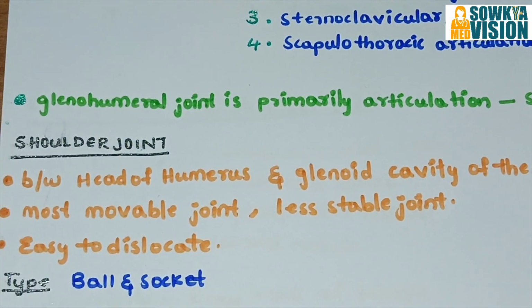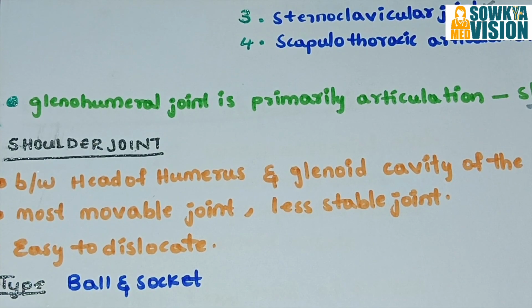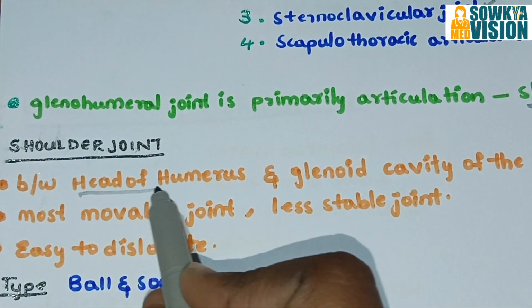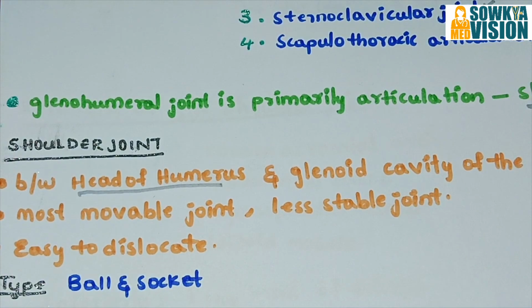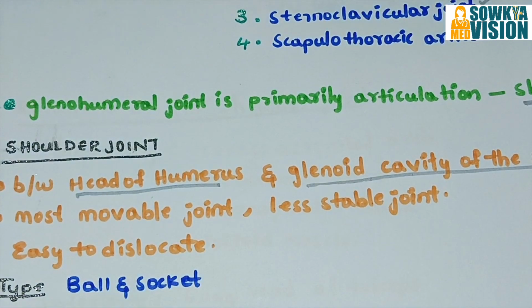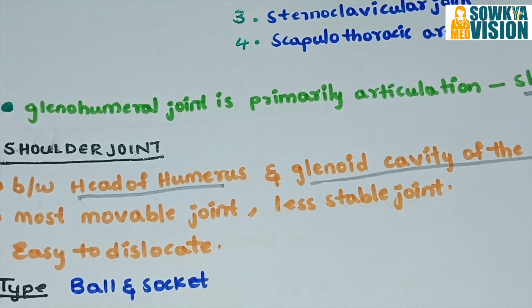Now let's see the shoulder joint. The shoulder joint is a complex joint. It is formed by the head of the humerus and the glenoid cavity of the scapula.